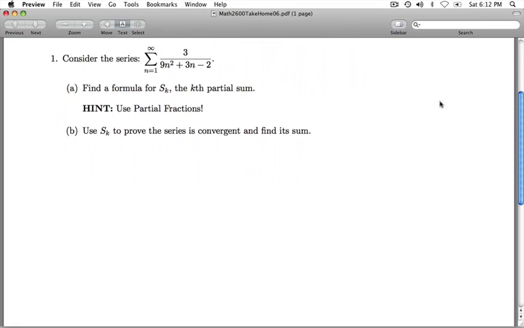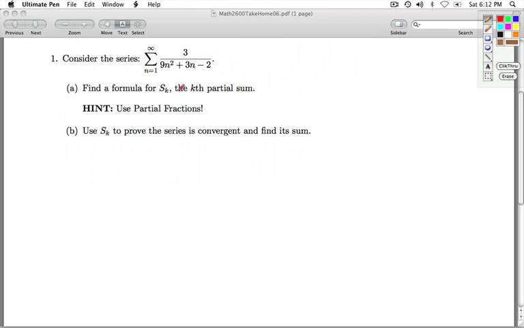We're given an infinite series and we're asked to determine a formula for the kth partial sum and then to use that to show the series is convergent. So for part A, we're going to take this 3 over 9n squared plus 3n minus 2 and we'll follow the hint. The hint says to use partial fractions.